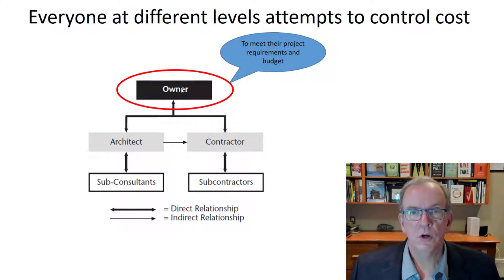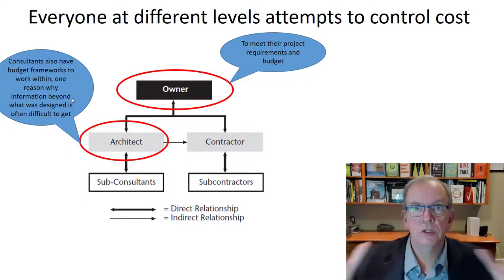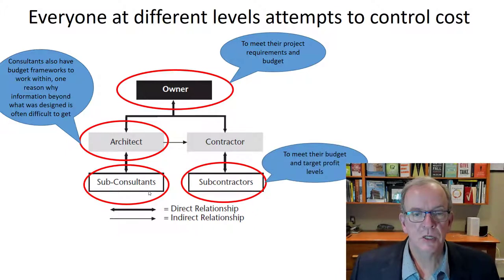But obviously the owner wants to meet their project requirements and budgets. Consultants have their budget frameworks to work within. One reason why information beyond what was designed is often difficult to get is that maybe they were only given a certain scope, and the things you're trying to get from them are outside their scope. So that can sometimes be problematic when the actual problem is with the contract between the owner and architect. Subconsultants, as I mentioned, that relationship.